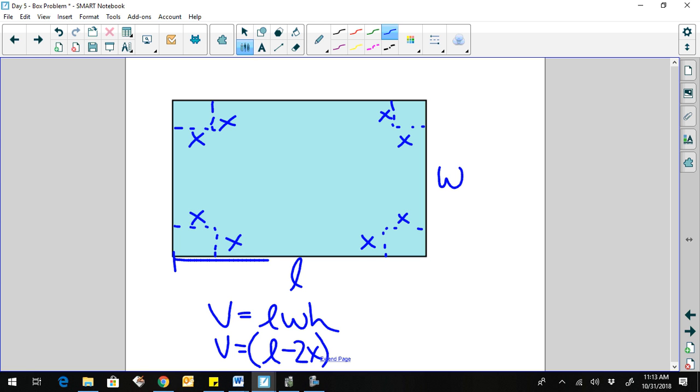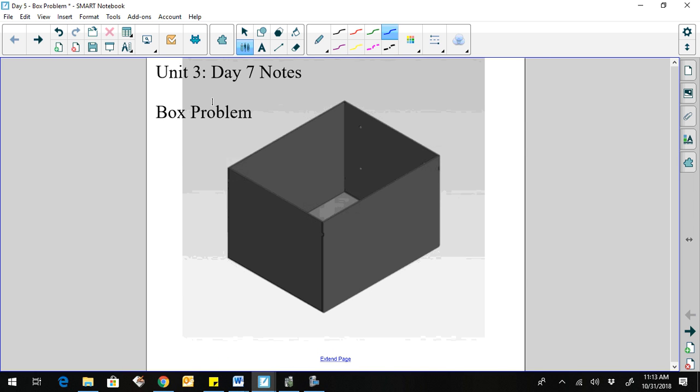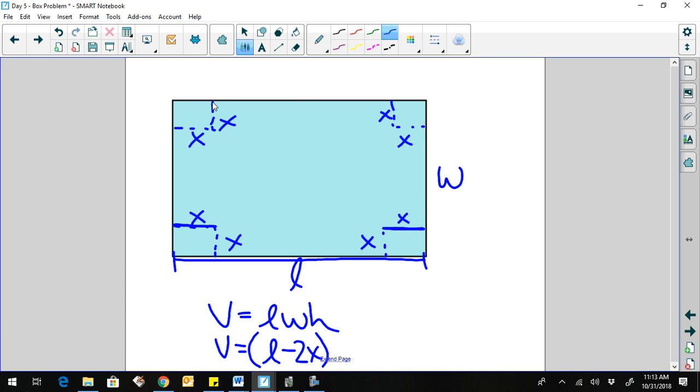Well, here is the length, this whole thing. But when I cut out those sides, so when I actually make this cut here, and make this cut here, then I am decreasing the length of the open top box, the picture like this. I'm decreasing it by 2 x's because I had to cut out x on one side and I had to cut out x on the other side. So that's why my length became length minus 2x.